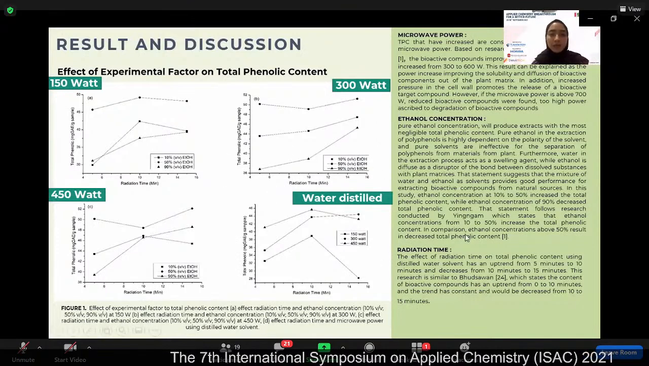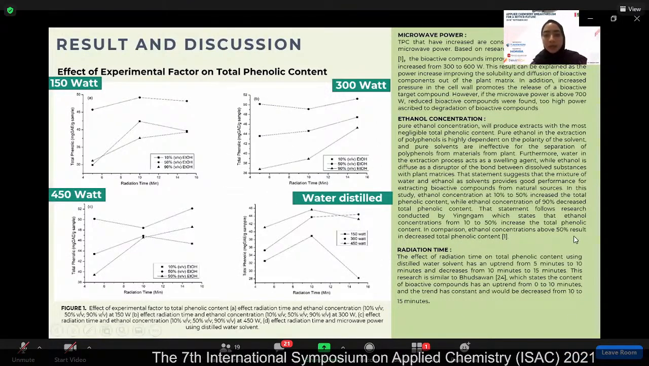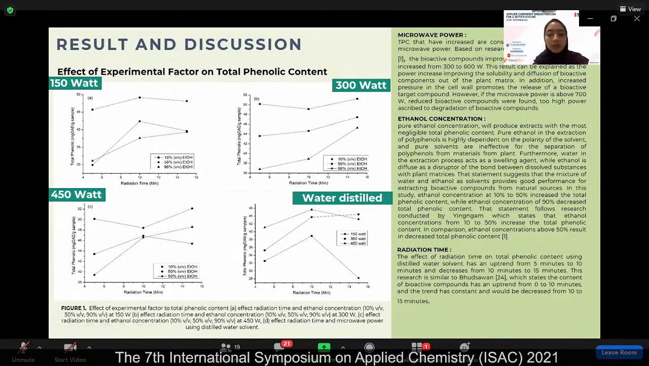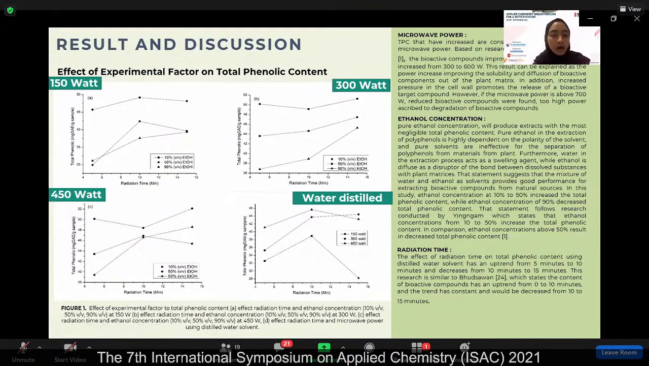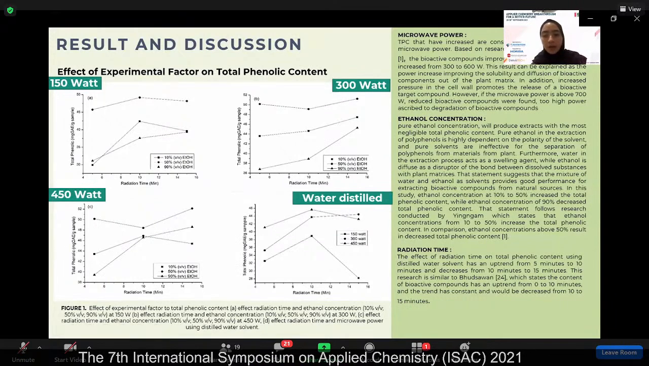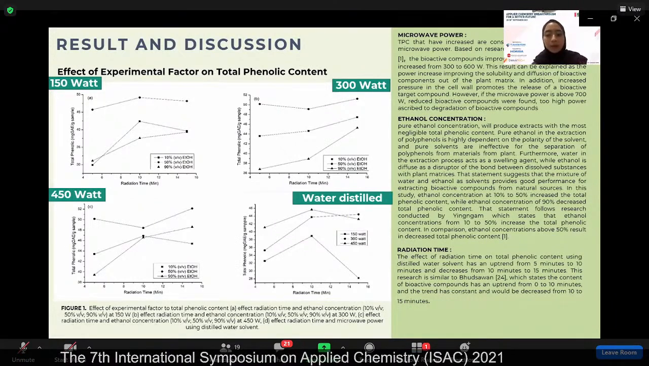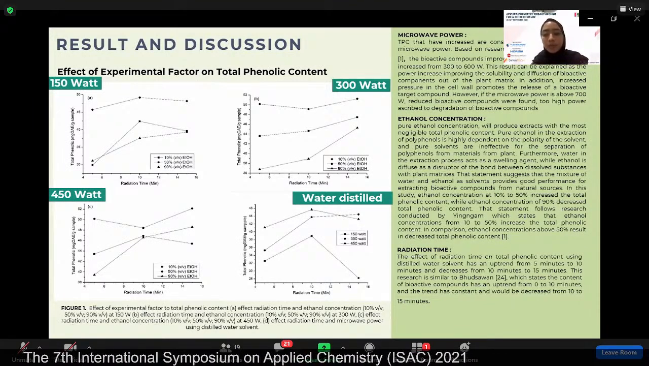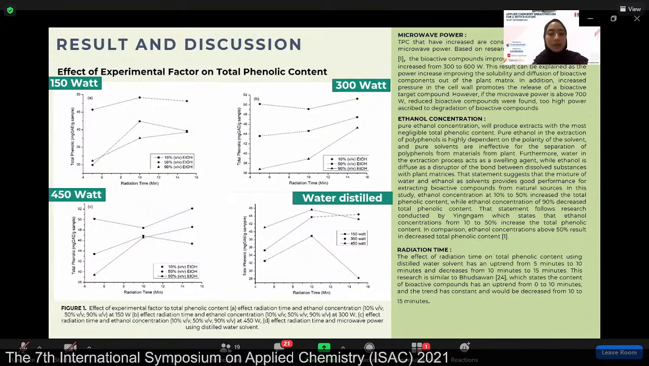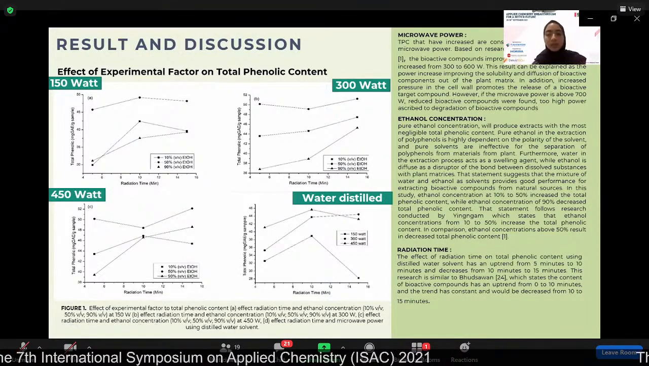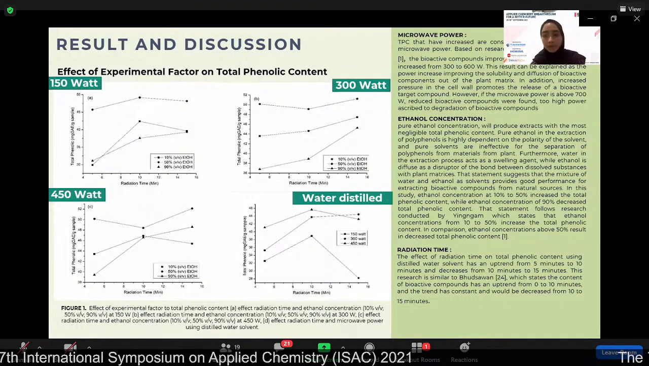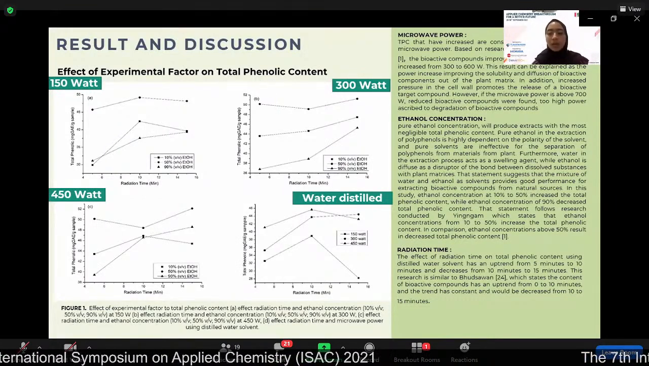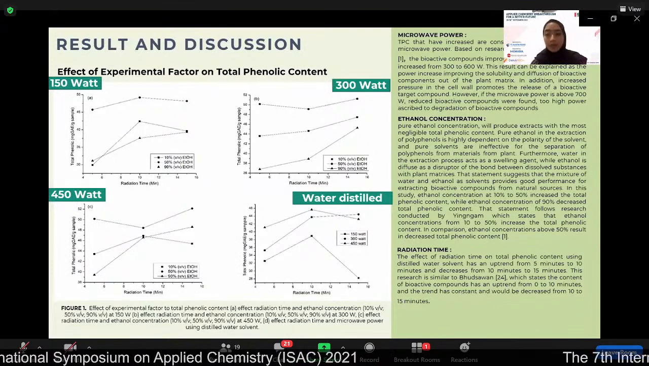And the last is the effect of the radiation time. The effect of radiation time on total phenolic content using distilled water or ethanol solvent has an uptrend from 5 minutes to 10 minutes and decreases from 10 minutes to 15 minutes. This result is similar to Butsawan, which stated that the content of bioactive compound has an uptrend from 0 to 10 minutes, then the trend is constant and decreases from 10 to 15 minutes.